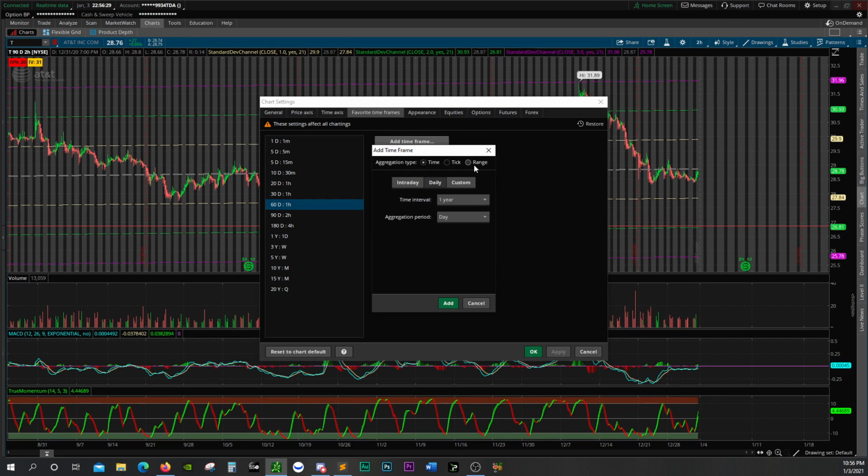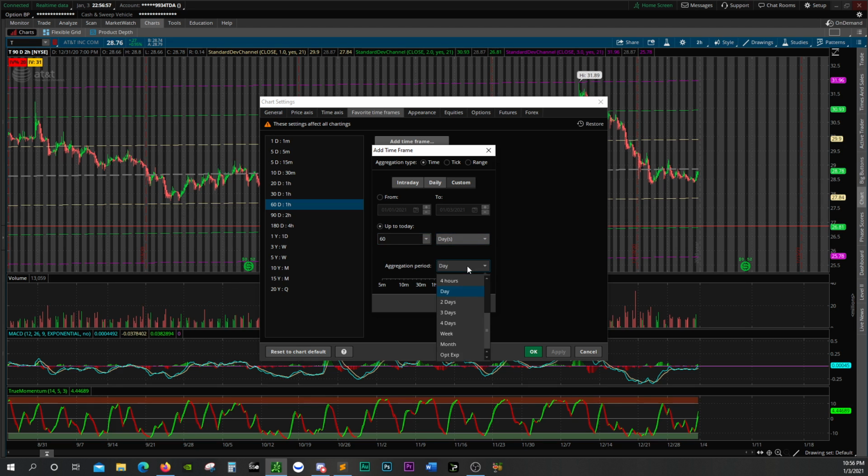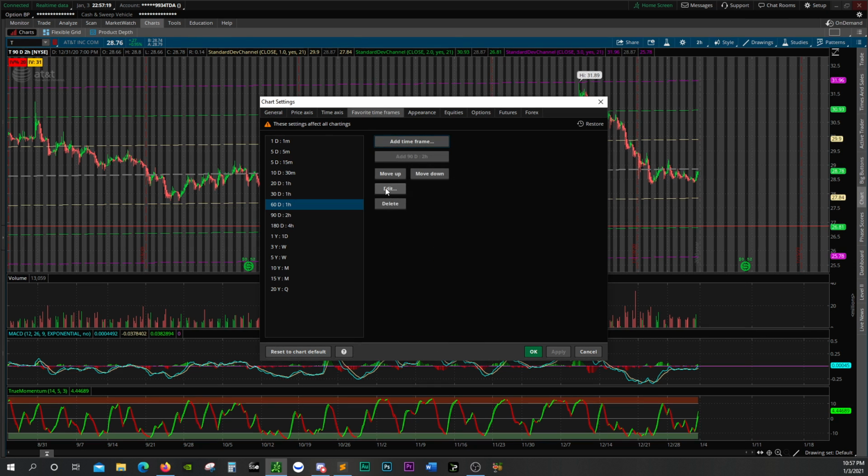So add time frame, go to range. Sorry, not range. Hold on. Okay, no, it's on time. So add time frame, go to time, and then click on custom. Okay, custom, and then up to today. So you're going to type in 60. Custom up to, and then 60 day, right? And that's it. And you're going to need to put in an aggregation period. I do 1 hour. I think that's how to do it. Let me just check.